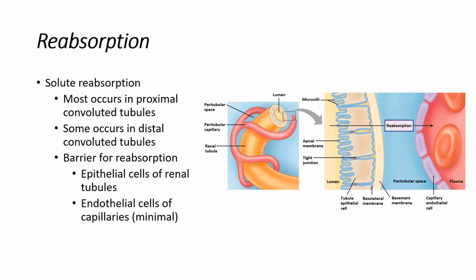And we'll move on here now to look at the barrier for reabsorption. So in order for these important nutrients and ions to be reabsorbed back into the blood, they're going to have to go through 3 structures. They're going to have to go through the epithelial cell of the renal tubule, through the peritubular space, and then through the endothelial cells of the peritubular capillaries.